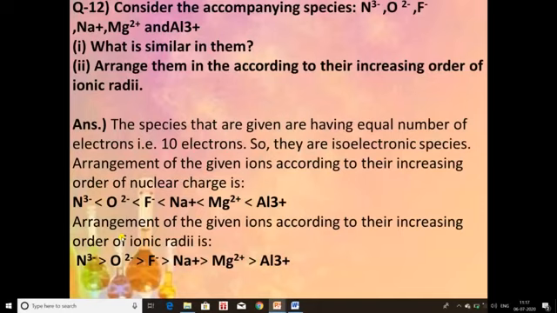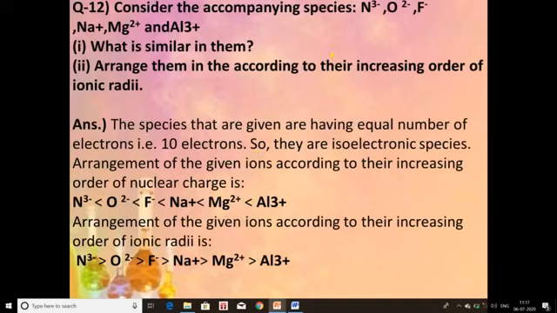Next question: consider the accompanying species N3 negative, O2 negative, F negative, Na positive, magnesium 2 positive and Al3 positive. What is similar in them? Arrange them according to their increasing order of ionic radii. If you find the number of electrons in these species, you will find that the total number of electrons is 10 in all of them. So that means they are isoelectronic in nature. Now we will arrange them.